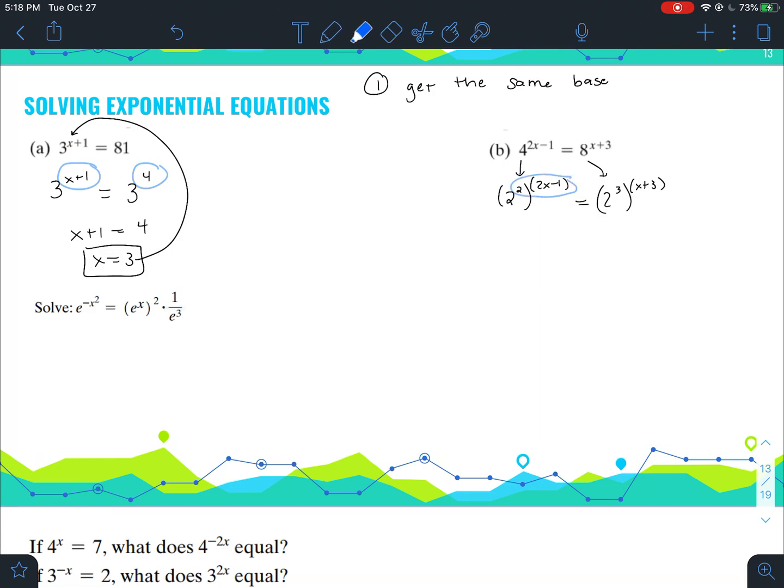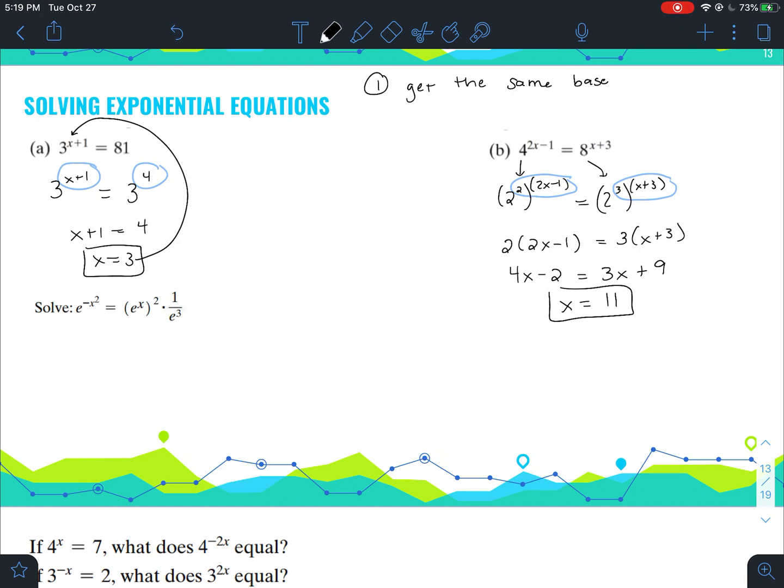So this exponent, 2 times the quantity 2x minus 1, needs to be equal to 3 times the quantity x plus 3 for those expressions at the start to be equal. So we have 4x minus 2 equal to 3x plus 9. Get all of your x's on the same side, and you get x is equal to 11.